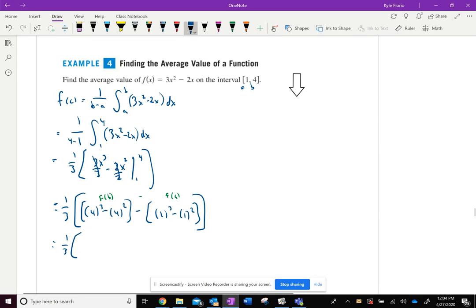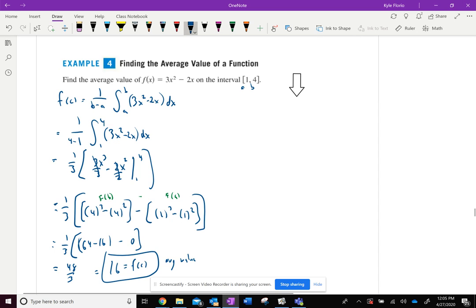So let's see, 4 cubed is 64, 4 squared is 16, minus, that's 1 minus 1, which is 0. So 64 minus 16 is 48. 48 over 3 is 16. So that's what f of c is. The average value, the average height of this function is 16.